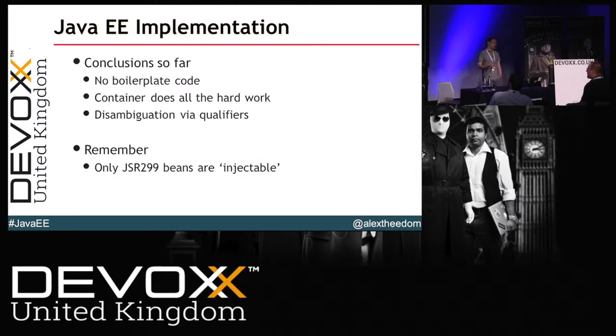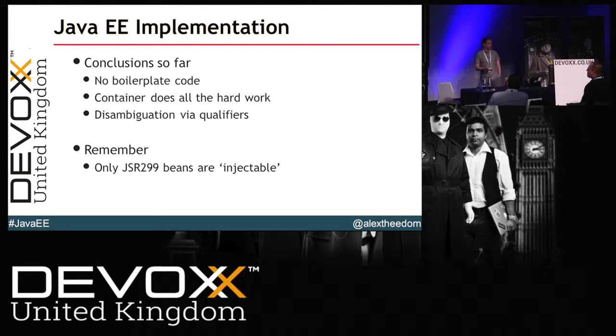So again, another example of how the simplified programming model of Java EE has reduced boilerplate. In fact, there's no boilerplate code. In fact, the factory pattern doesn't really exist. Rest in peace, the factory pattern. It's no longer. The container does all the hard work for us. It instantiates our POJOs, and it injects them at relevant and qualifying injection points. And with disambiguation, we can use qualifiers to help us with that.